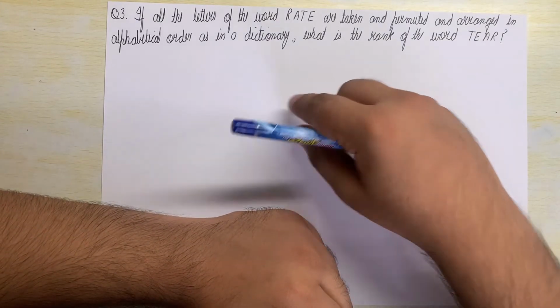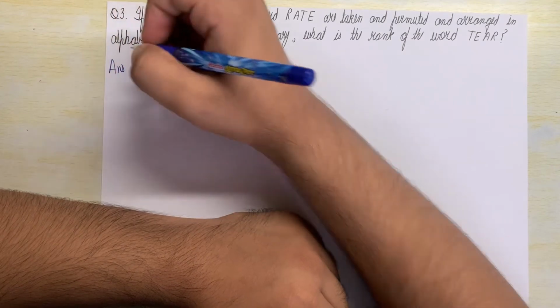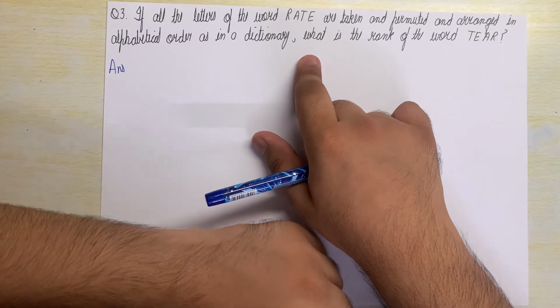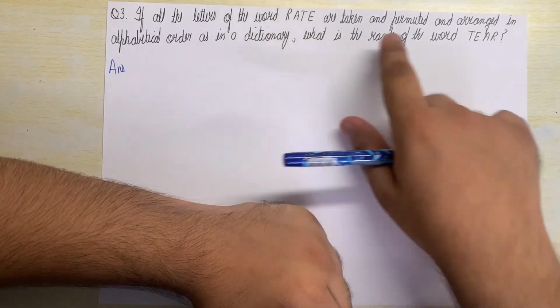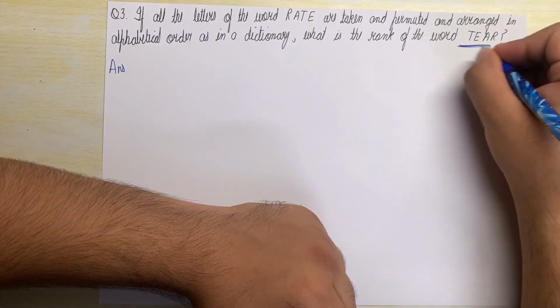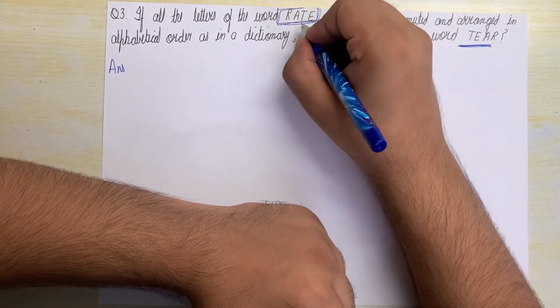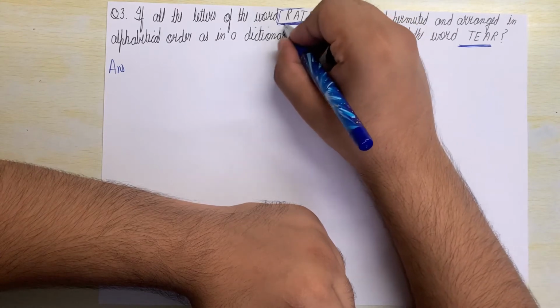Okay, so let us look at the solution now. Please note that this is a very important question, so try to understand it completely. Okay, so we have to find what is the rank of the word TEAR when we arrange all the letters of the word RATE. Okay, so first let us write these letters in alphabetical order.